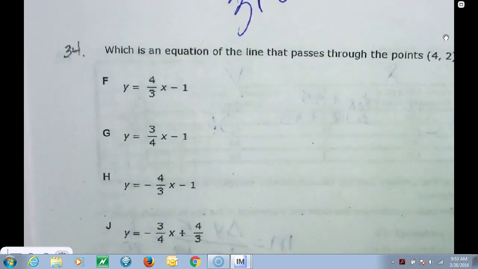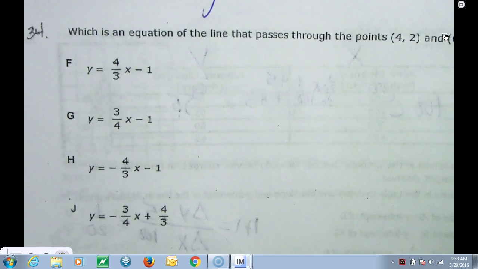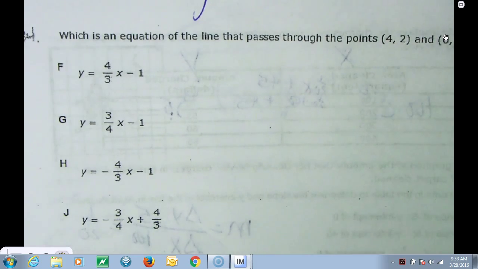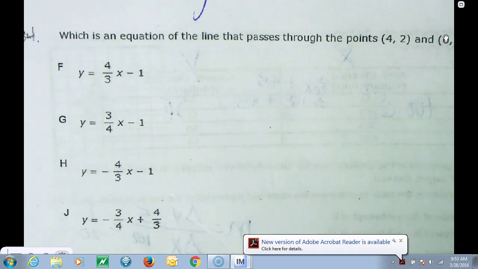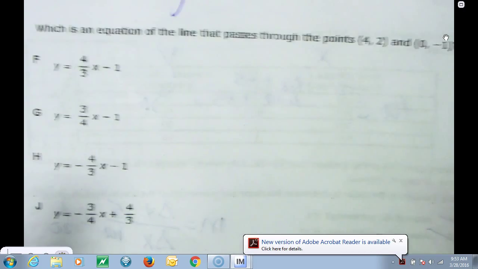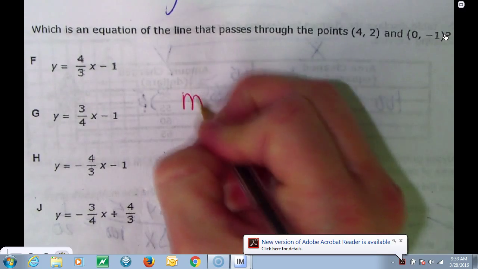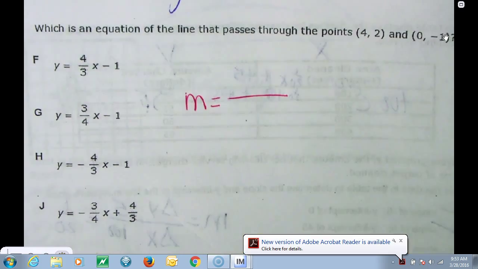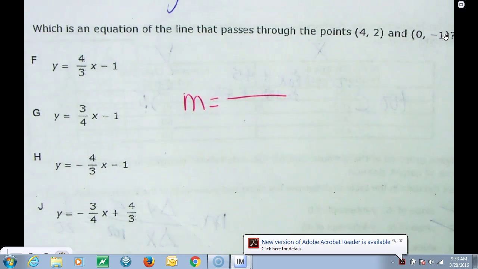Okay? All right, look at 34 now on your test. We got just a few more questions to do, and then we're going to review some. On 34, which is an equation of the line that passes through these points. When you have 2 points, how do you get the slope? Well, if it's a graph, you do rise over run. If you have 2 points, what do you do, Brooke? There you go. Y2 minus Y1.